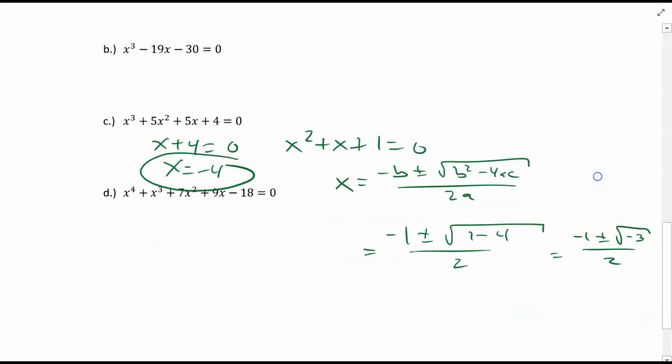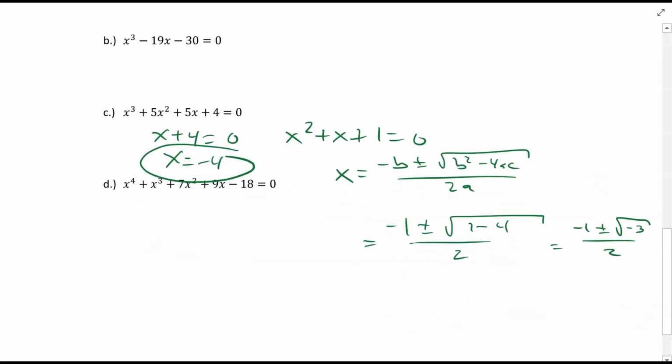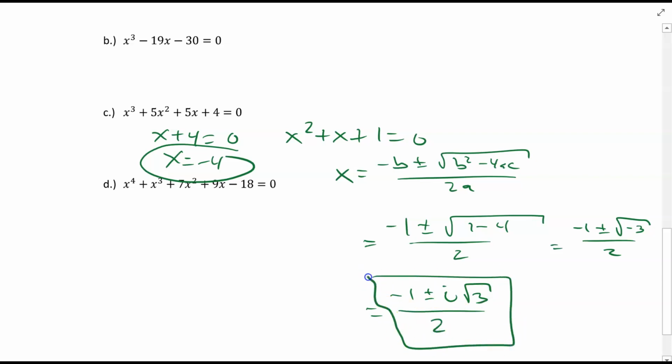So that gives me negative 1 plus or minus the square root of negative 3 over 2. But I need to take care of that negative underneath the square root. That makes an i. So there are my last 2 solutions that I got via the quadratic formula.